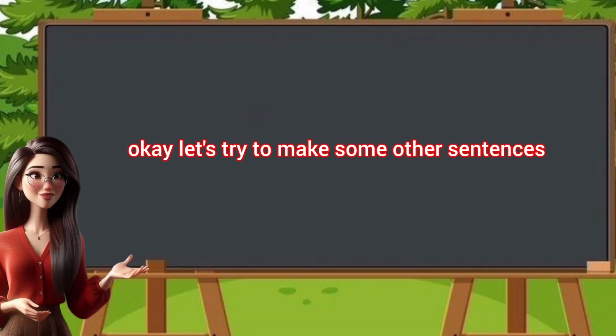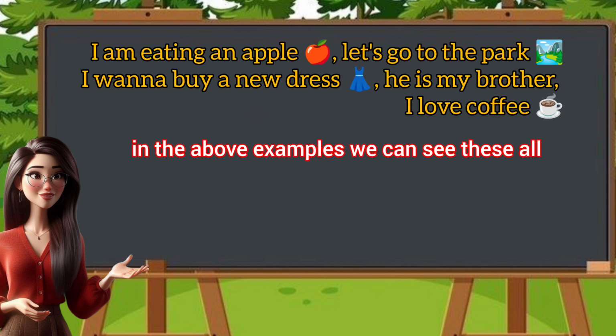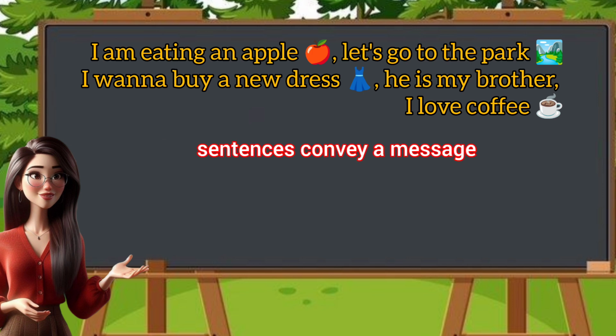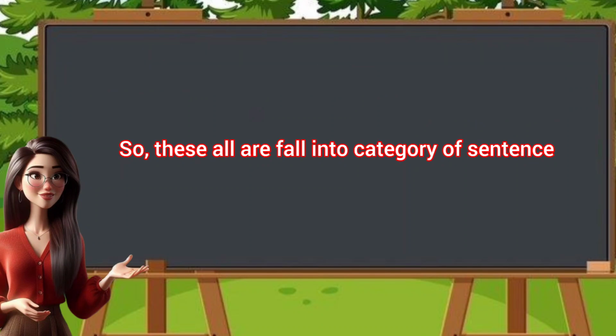Okay, let's try to make some other sentences for better clarification. I am eating an apple. Let's go to the park. I wanna buy a new dress. He is my brother. I love coffee. So in the above examples, we can see all these sentences convey a message and a meaningful thought. Okay, they give information. So these all fall into the category of sentence.